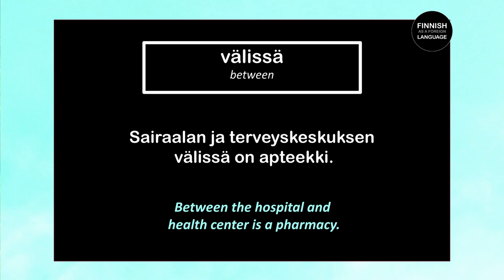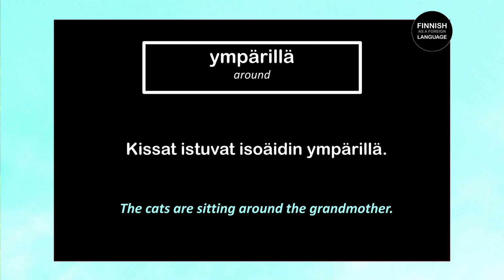Then we have on, which means is, third person singular of the verb olla, which means to be, and apteekki is pharmacy. So let's repeat. Sairaalan ja terveyskeskuksen välissä on apteekki. Between the hospital and the healthcare center is a pharmacy. Next one. Ympärillä means around. Let's take a look at one example.